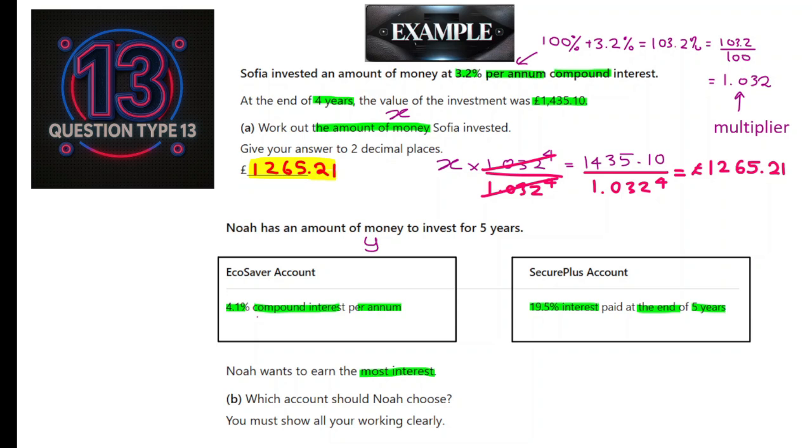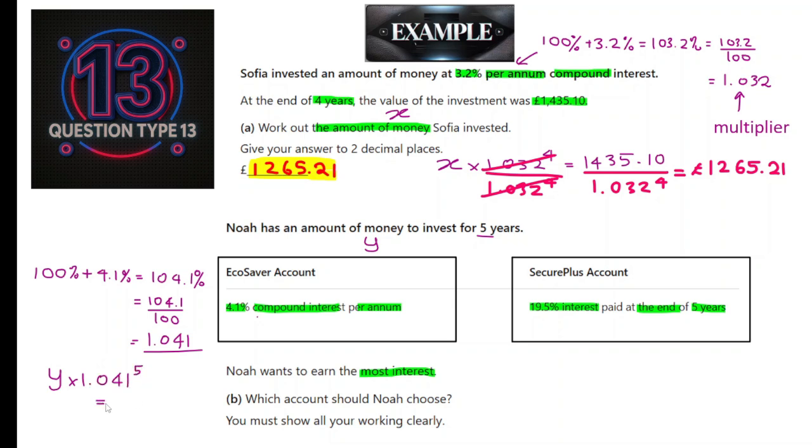Now, let's do this question. So, if he went with this EcoSaver account, let's work out his multiplier. You need to add 100% add 4.1%, which is 104.1%. As a fraction, it's 104.1 over 100. As a decimal, it's 1.041. Now, this is the multiplier, but it works for 5 years. So, I need to multiply the amount Y by 1.041 raised to the power of 5.